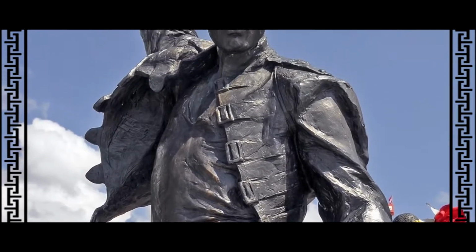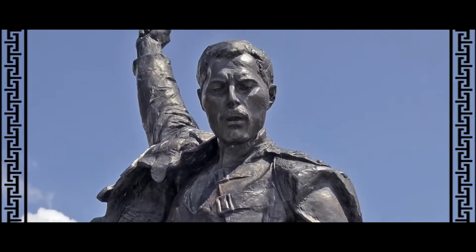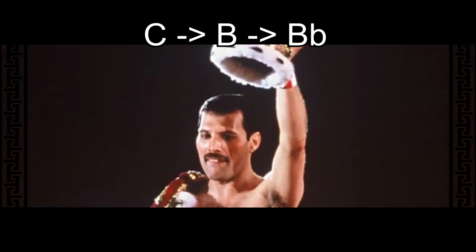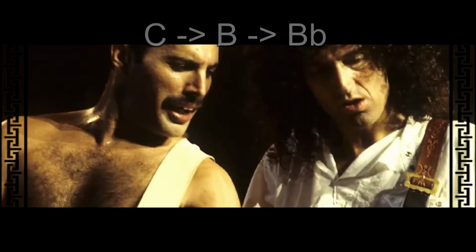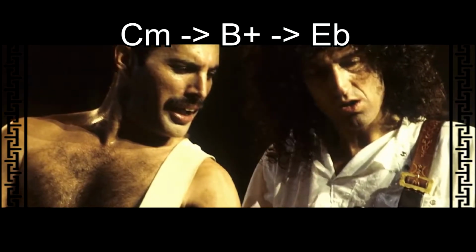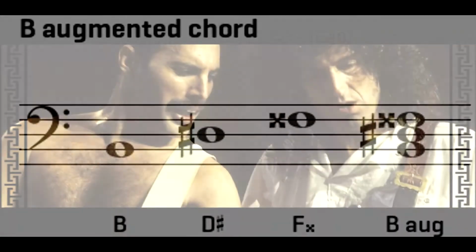Between these chords, only one note changes at a time, the note found in the bass. The C moves to a B, and the B moves to a B flat, going from C minor to B augmented to E flat major, respectively.